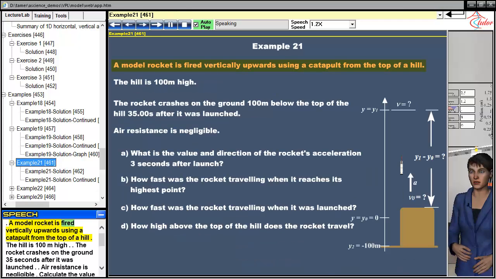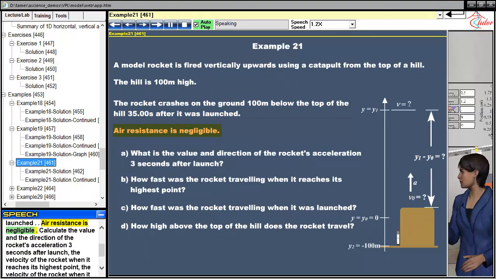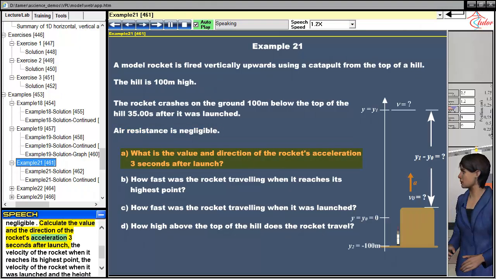A model rocket is fired vertically upwards using a catapult from the top of a hill. The hill is 100 meters high. The rocket crashes on the ground 35 seconds after it was launched. Air resistance is negligible. Calculate the value and the direction of the rocket's acceleration 3 seconds after launch.